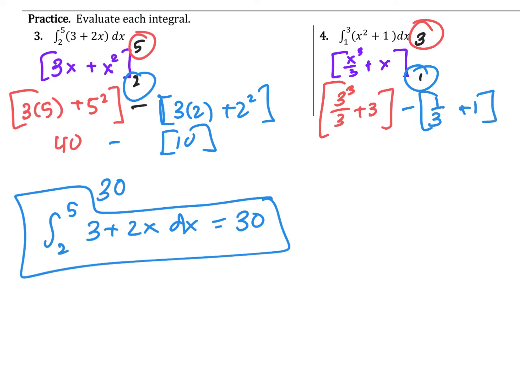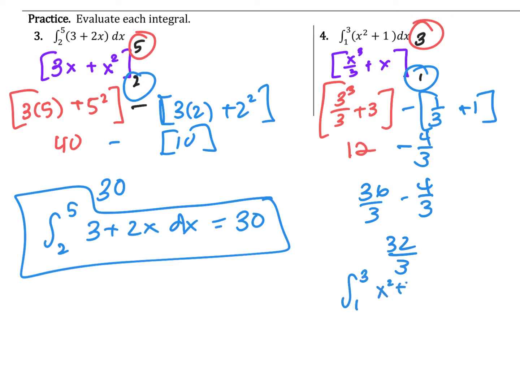And then I'm just going to go ahead and simplify this. 3 to the third is 27. 27 divided by 3 is 9, plus 3 is 12, minus 1/3 plus 1 is 4/3. So now I just need to simplify this. If I multiply 12 by 3 over 3, I'm going to get 36 over 3 minus 4 over 3. So my final answer is going to be 32 over 3. So the integral from 1 to 3 of x squared plus 1 dx is equal to 32 over 3.